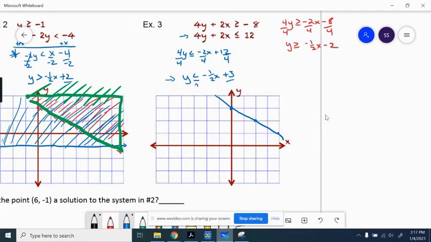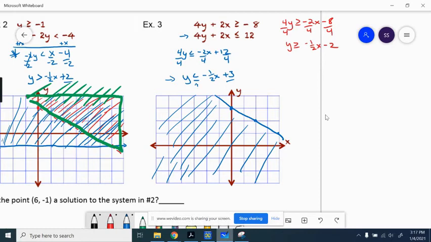And now we determine if we're going to shade below or above. It is y is less than, so we shade below. Okay, so I'm going to go ahead and shade below. Okay, now I'm going to use my red marker and graph this one out. Y is greater than or equal to -1/2 x minus 2.